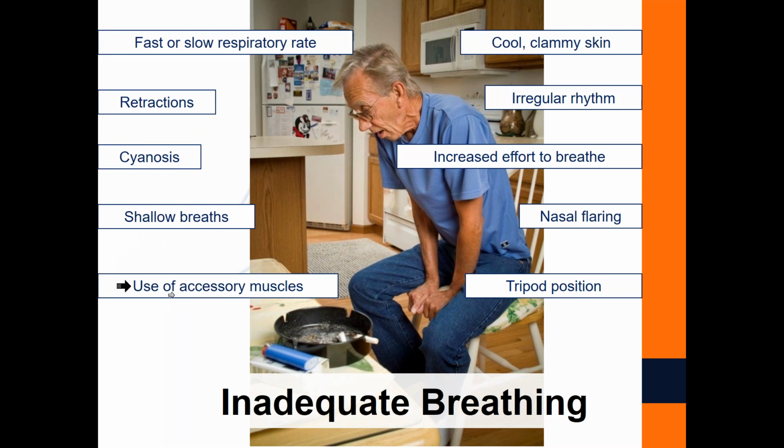The use of accessory muscles. What that means is when the body is under attack and breathing has become inadequate, the body recruits muscles that aren't normally responsible for the work of breathing to try and breathe better.